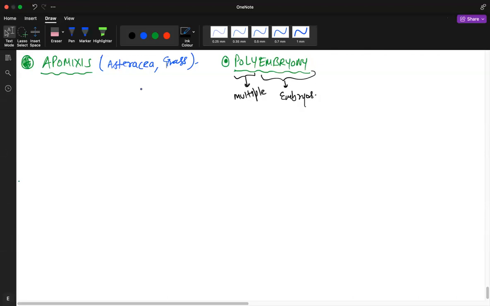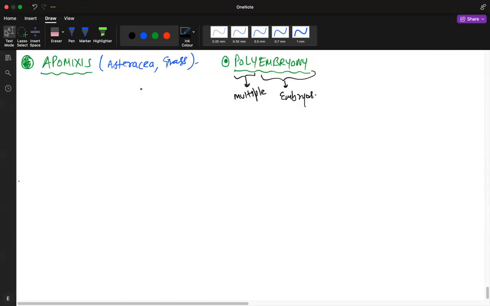But after proper investigation and research, you will realize, oh, these seeds are not produced from the fusion of two different gametes, because it does not contain different alleles for the same gene. It contains the same gene in two copies from the same parent. So these seeds are basically the result of asexual reproduction, but they mimic sexual reproduction. Okay, so they are called apomictic seeds.